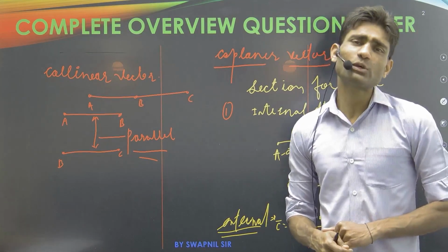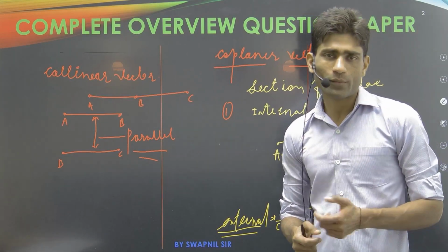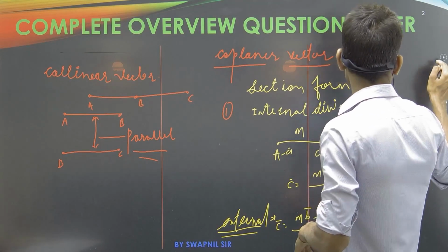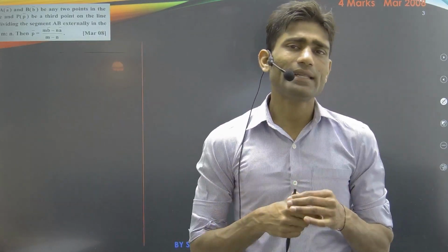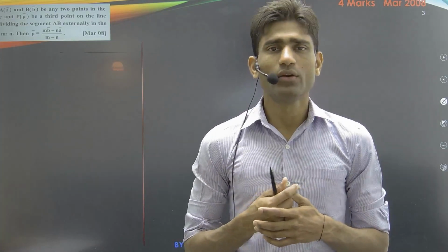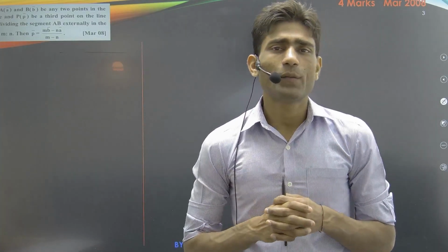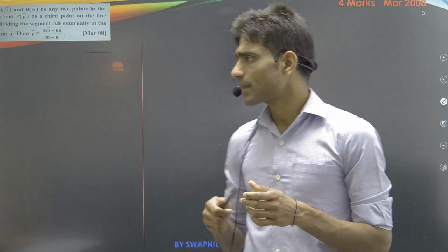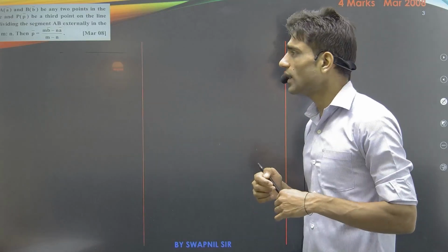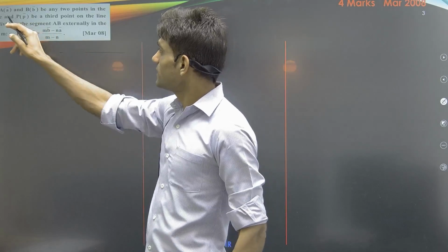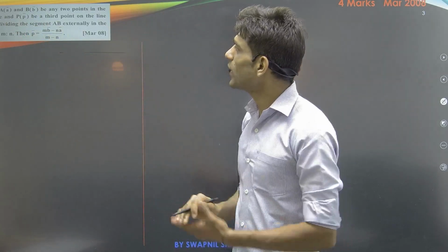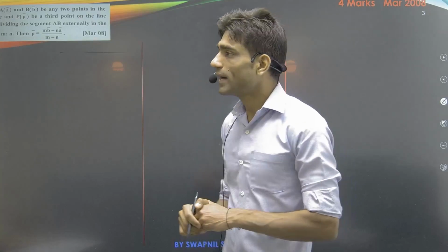Now let's move to some examples from our vector chapter, which are very important for the upcoming exam. Before we start our examples, we go for understanding the section formula for external division. First of all we plot the figure for the section formula for external division that is given in our question. We are given vertices A of A bar and B of B bar, any two points in space.